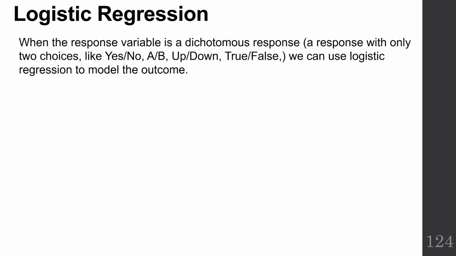Now we're going to talk about logistic regression. When the response variable is a dichotomous response, that is a response with only two choices like yes, no, A, B, up, down, true, false, etc., we can use something called logistic regression to model the outcome.